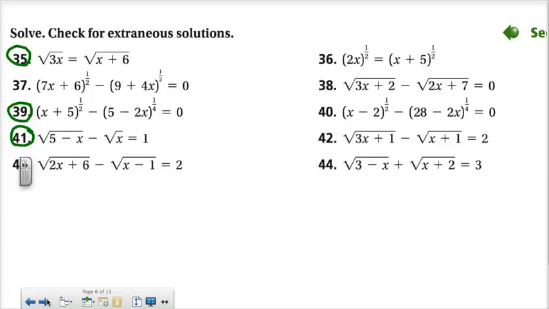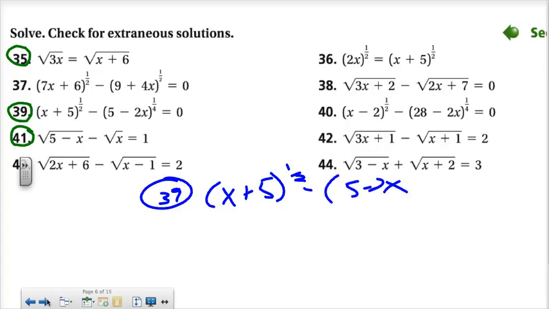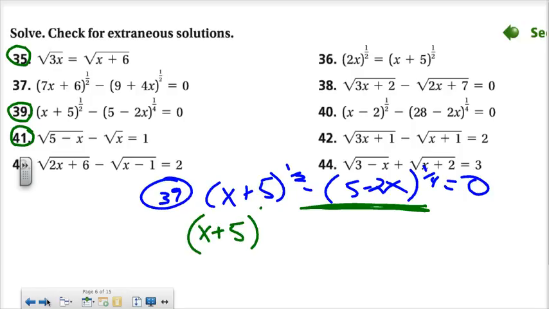So let me erase this one and start working on number 39. We have (x plus 5) to the 1/2 minus (5 minus 2x) to the 1/4 equals 0. Now we know we're supposed to isolate the radical, and that means we have to get one of these on each side. So I am going to add this entire mess right here to both sides of the equation, and that will give me (x plus 5) to the 1/2 equals (5 minus 2x) to the 1/4.